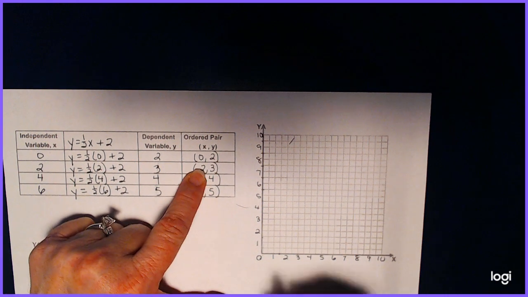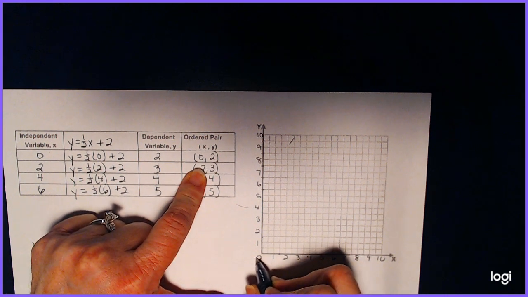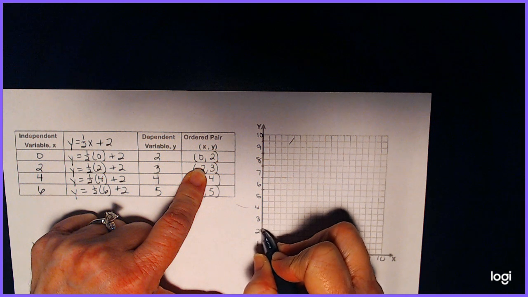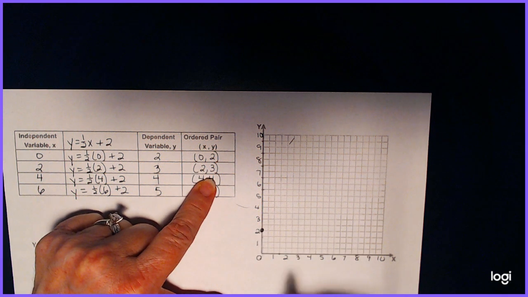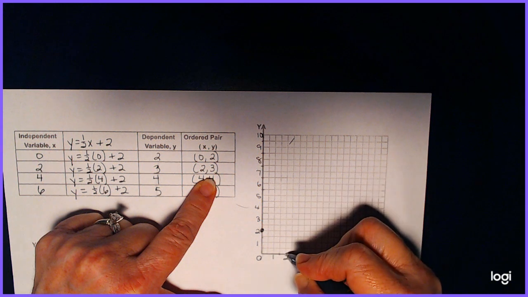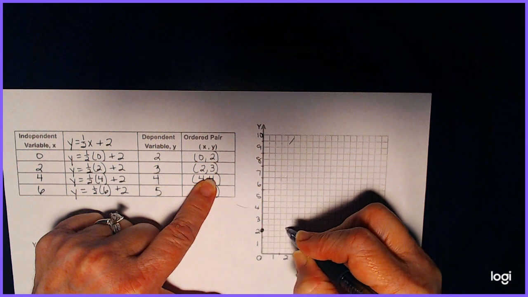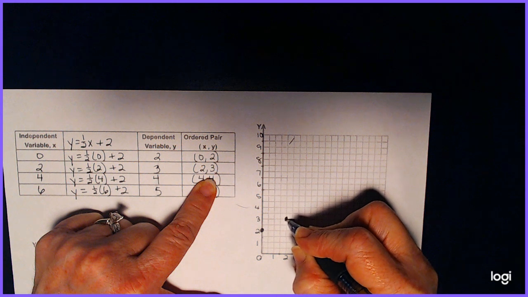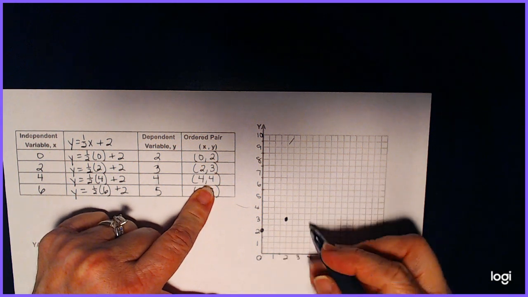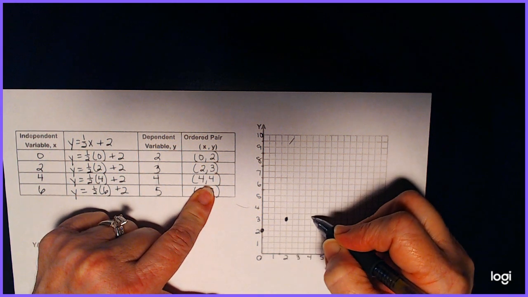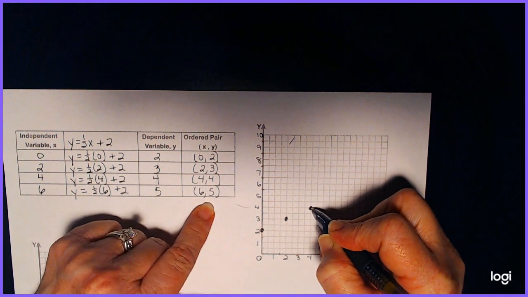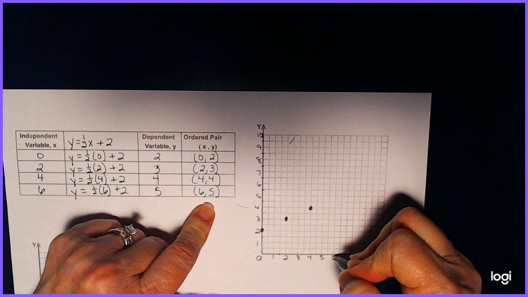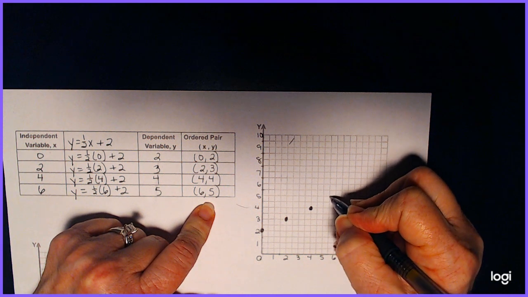The first ordered pair we have is over 0, up 2, which would be right here on the y-axis. The next one we have is over 2, here's the 2, and up to the 3, right there. Next one we have is over to the 4, and up to the 4, right there. And our last one is over 6, and up 5.